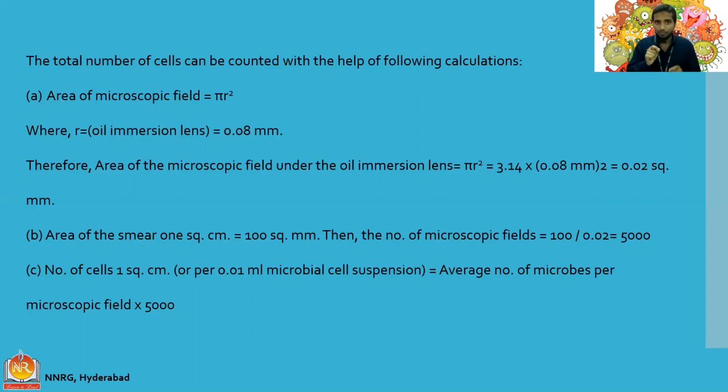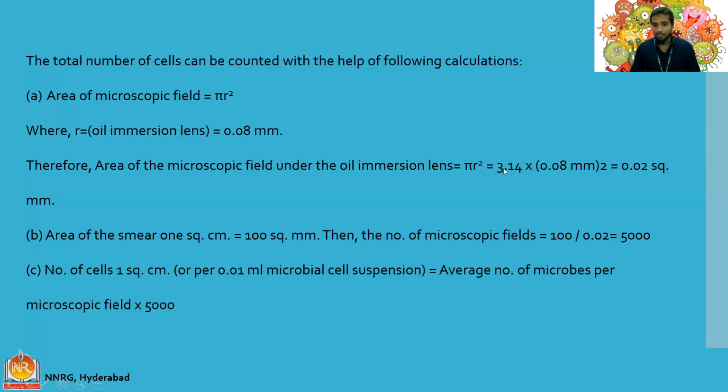First, with one field, I'm able to see two cells. Suppose I'm able to see two cells, and I have a particular value that is 0.08 mm. If I compare it with the whole pi r square, that is the area of the circle, and multiply it, won't I get the number of cells present? Right. So the area of microscopic field is pi r square, where r is the oil immersion length, 0.08 mm in diameter. Therefore, the area of microscopic field under the oil immersion lens can be pi r square.